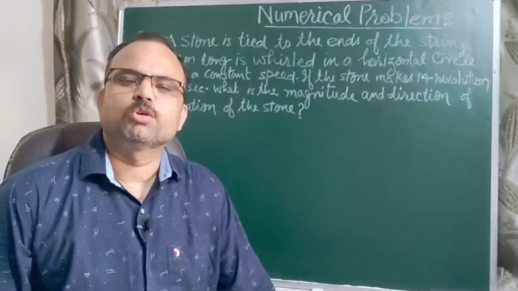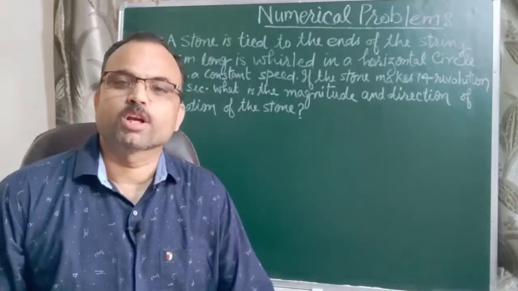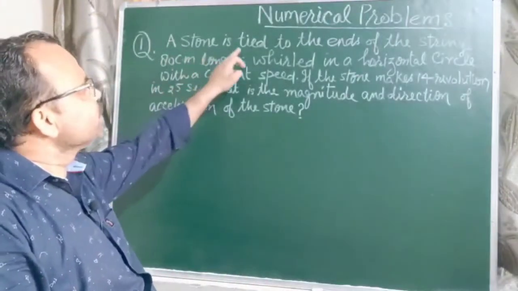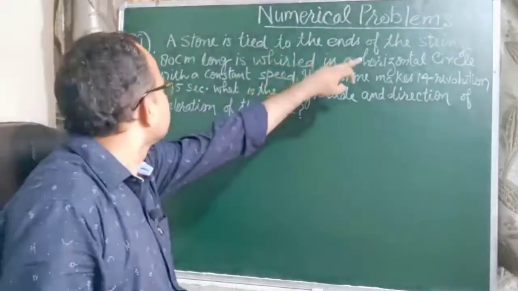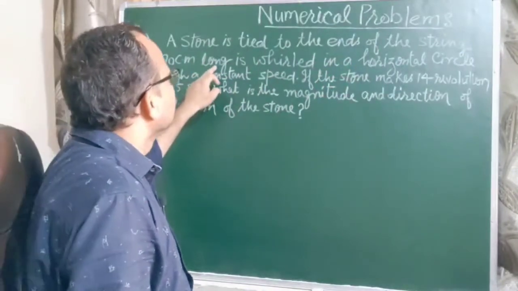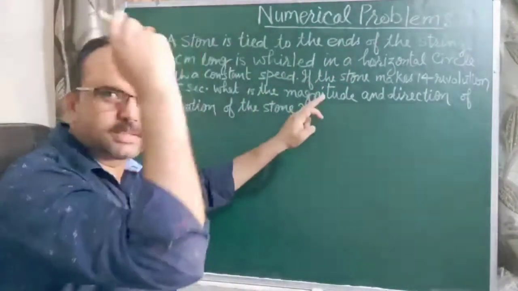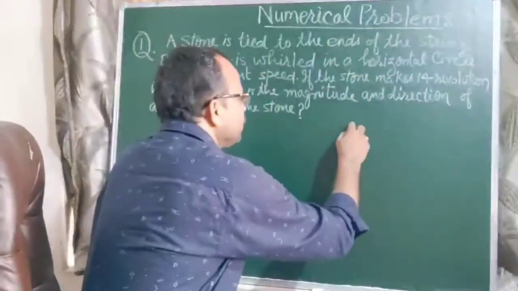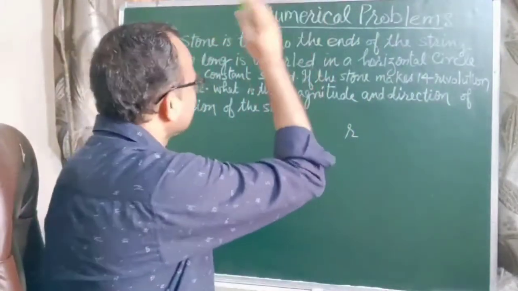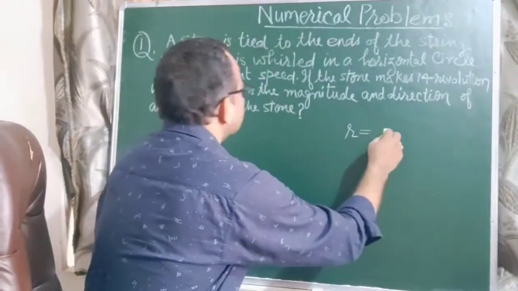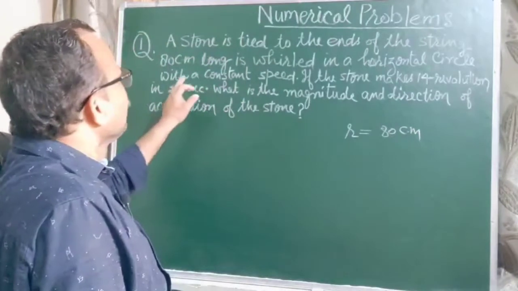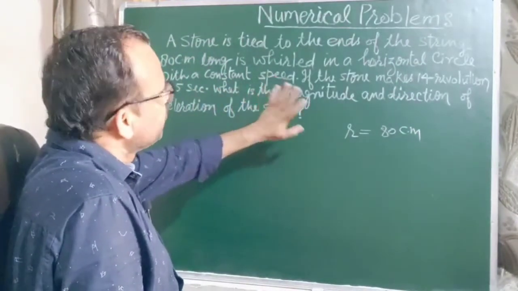Good morning, student. Today I am going to begin with some important numericals. So the first numerical is: a stone tied to the end of a string 80 centimeter long is whirled in a horizontal circle. Okay, so the length of the string is the radius of the circular path. So here R is 80 centimeter, with a constant speed. Speed is constant.